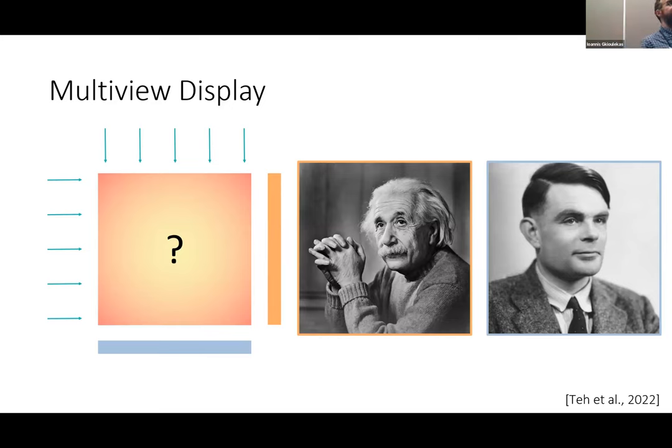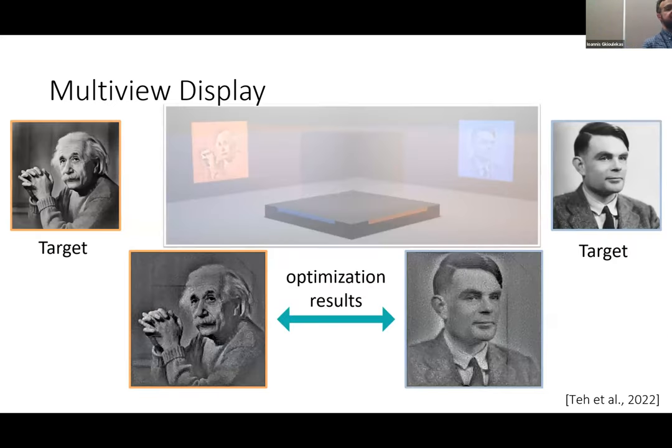So I have no idea what this refractive index volume should look like, but I can set up a differentiable rendering model. I know how to differentiate all of this process and end up with a design that looks like this. These are the optimization results. I end up getting very nice displays of these two images, effectively producing this nice multi-view display, a static display in this case, but hopefully in the future, maybe with some of the stuff that I presented earlier, potentially something that I can actually realize in real time.